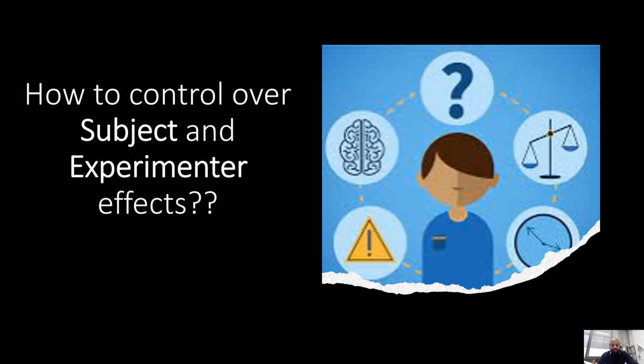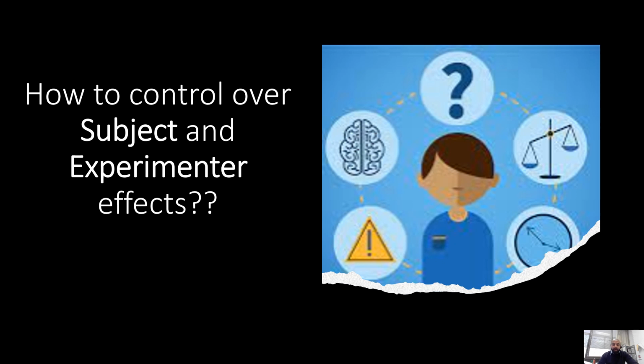Hi everyone, in today's video I will explain how you control or address the subject and experimenter effects in your research. In my previous video I explained what subject and experimenter effects are, so I'll give you a quick recap of what they are, and then I will take you through the different methods you can employ to control for these. The link to the previous video is in the description section below.